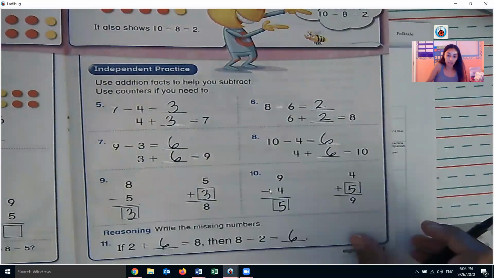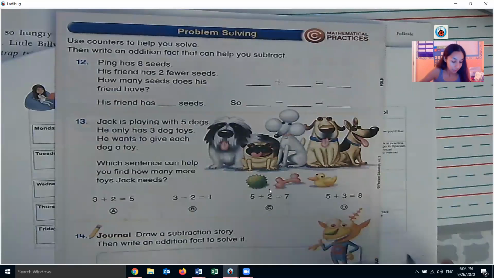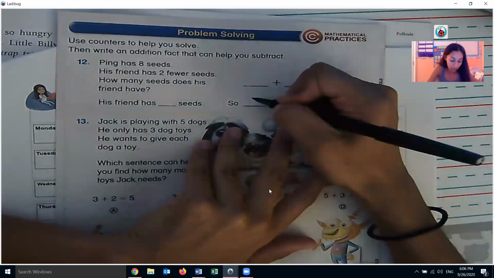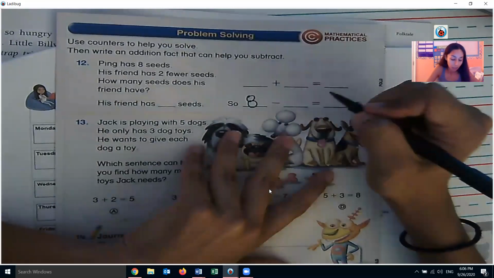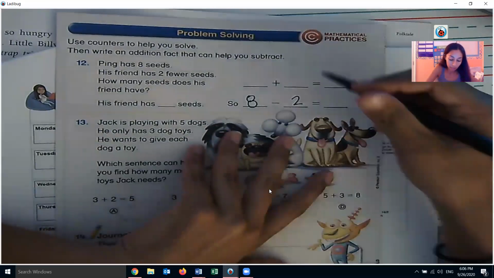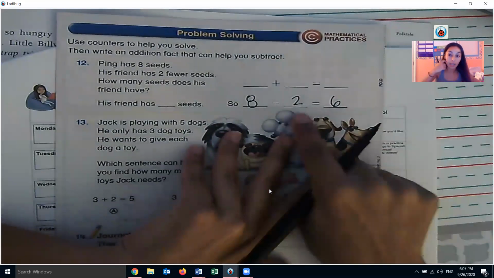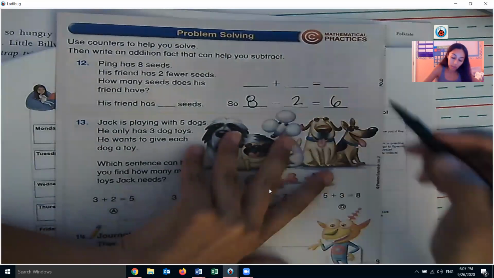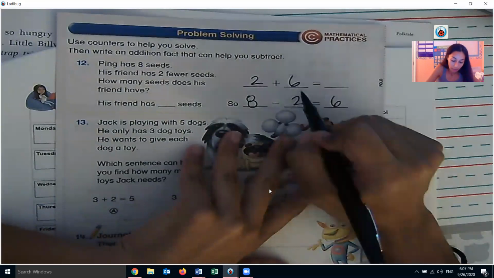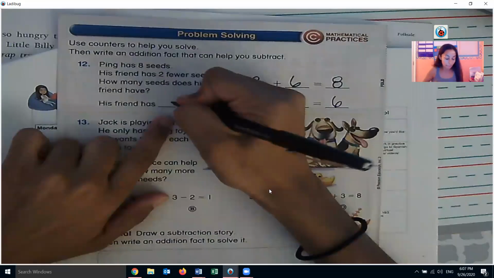Gonna go to the back side. Problem solving. Ping has 8 seeds. His friends have 2 fewer seeds. I'm gonna go like this. I'm gonna start with a subtraction. Ping has 8, his friend has 2 fewer seeds. So how many does his friend have? He has 6, because 8 minus 2 is 6. So then we're gonna kind of write that addition fact to go with these numbers here. 2 plus 6, or 6 plus 2 is 8. And the answer is his friend has 6 seeds.